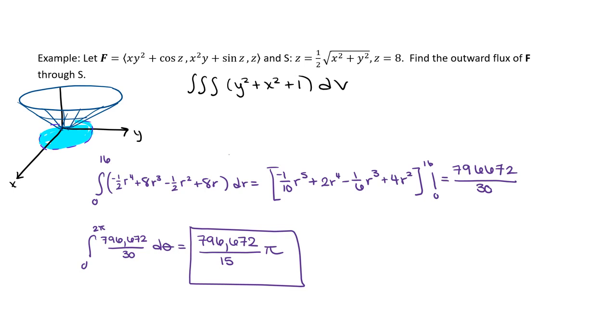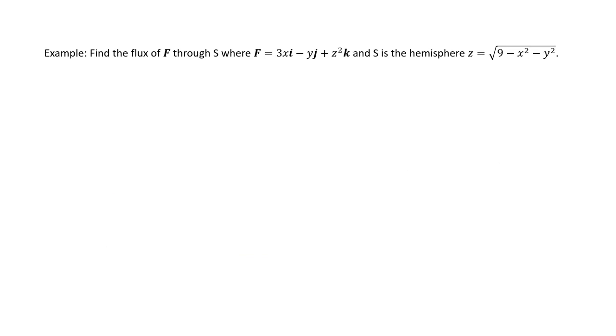All right, I think I put one more example in here just because. There we go, one more example. So same thing, different equations. We're going to find our flux of our vector field, which is 3x minus y plus z squared, through S, where the surface that we're considering is the hemisphere given.